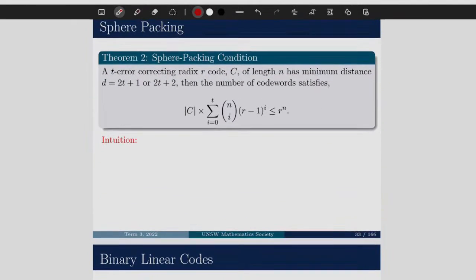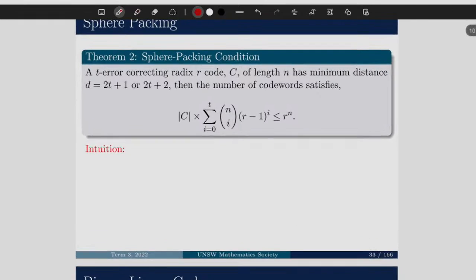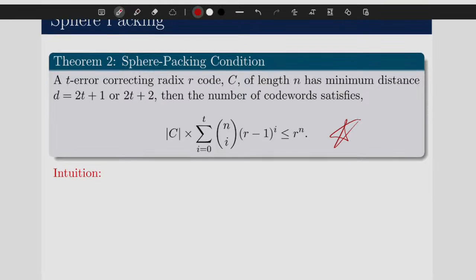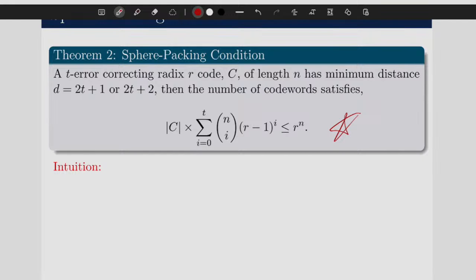Okay, so sphere packing condition, right? Hopefully everyone's okay. Just checking that everyone is still kind of following. Okay, sphere packing conditions. So let's talk a little bit about this. So we have naturally this theorem here. Very much, what is that? So let's talk a little bit about the intuition behind it. And it uses the concept of minimum distance that we were talking about earlier.